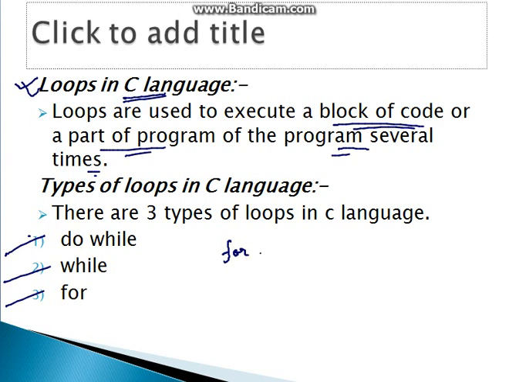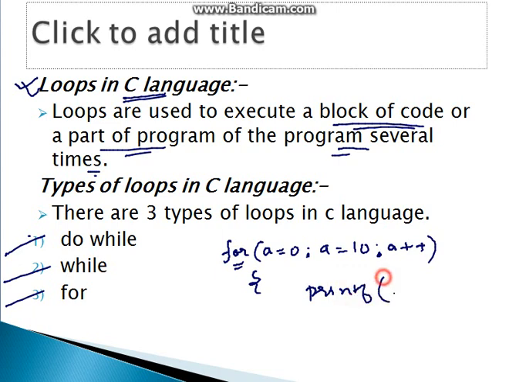For example, if you take a for loop, for example a is equal to 0, till a is equal to 10, a plus plus. So this is printf, for example percent %d, the value of a. So this loop is going to execute. It will start from a is equal to 0.